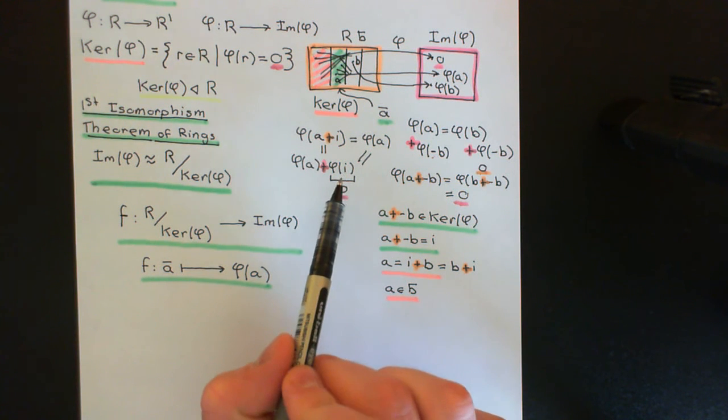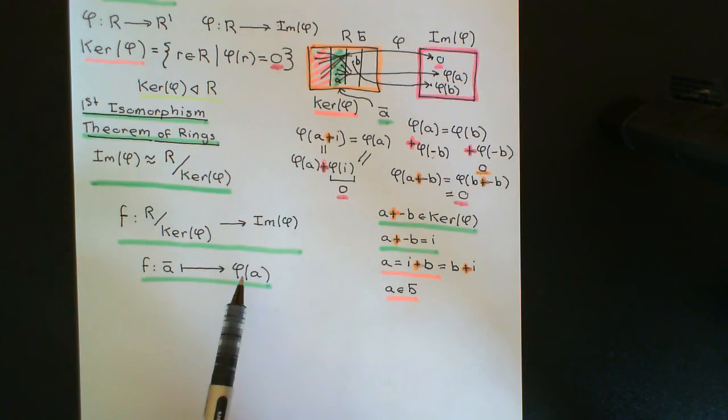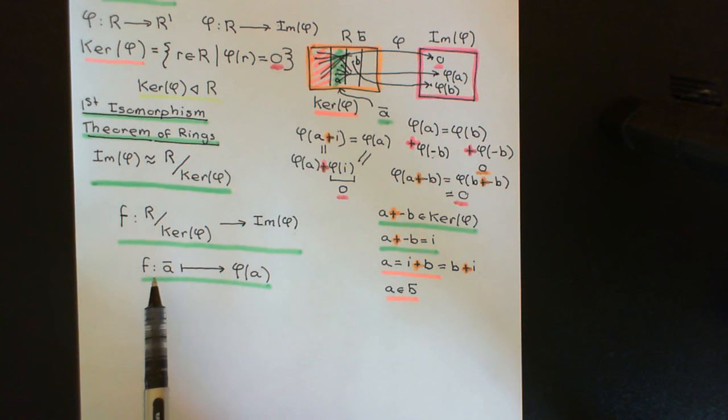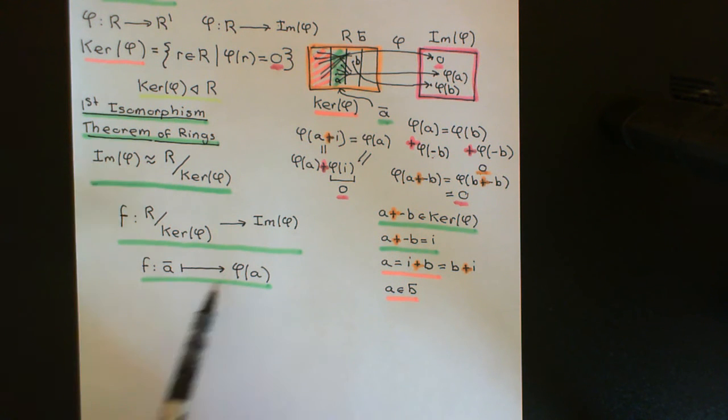All the elements in the same coset are mapped onto the same element in the image of the homomorphism. So it really does not matter which representative you use from the coset to decide which element in the image of the homomorphism the coset is going to be mapped onto. The answer will always be the same. So well-defined, we can put a tick next to that. Bijective next. We need to make sure it's surjective and injective.